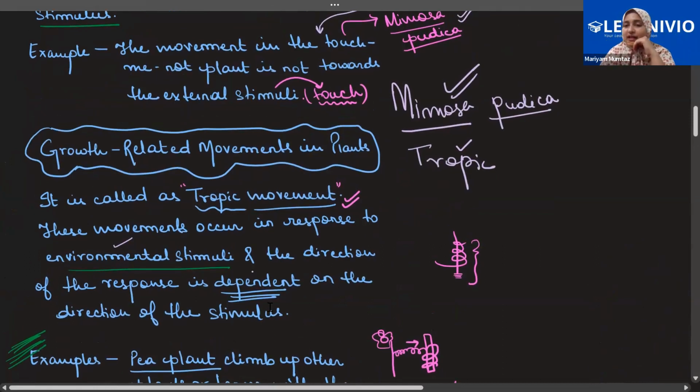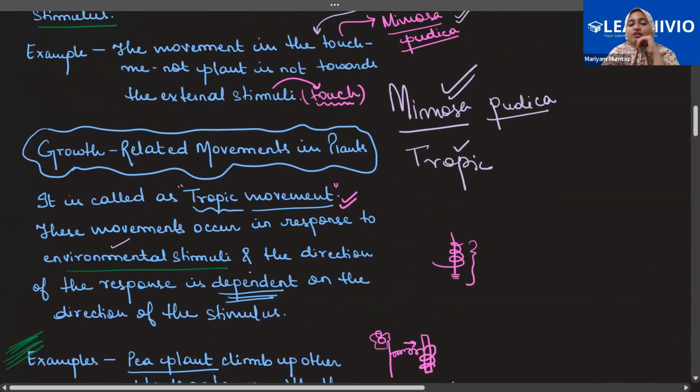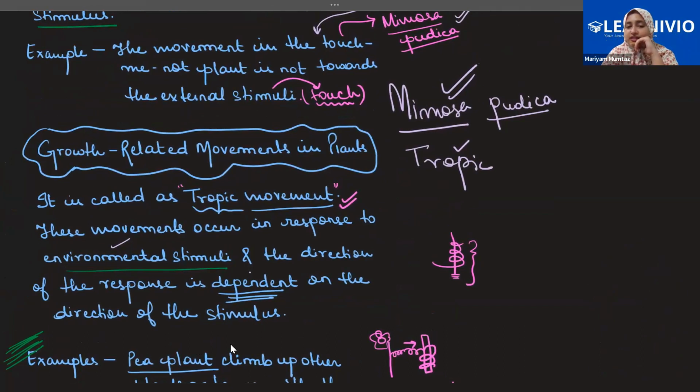Climbers and creepers? You people have heard about it? Yeah. So when you talk about the climbers and the creepers, what happens is that as soon as you provide them with a support, for example, a stick, a fence, or another plant, they start wrapping around it, isn't it? So that they can get support to stand erect. Because we know that the climbers or the creepers are not strong enough to stand upright, isn't it?